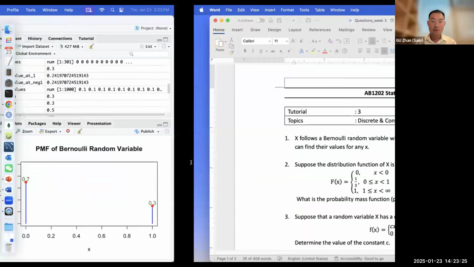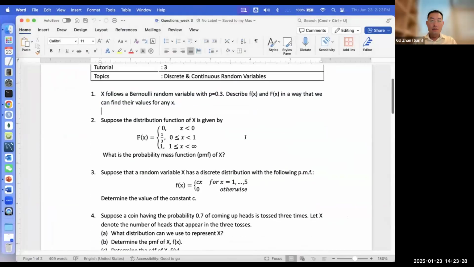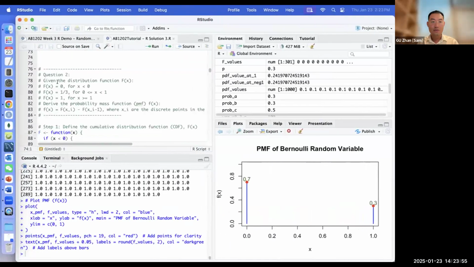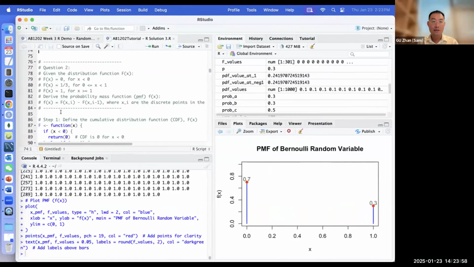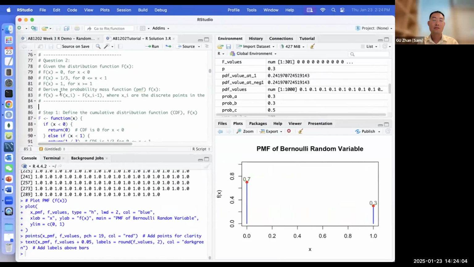Then question 2. Suppose the distribution function of x is given by this. This is the CDF, right? Cumulative distribution function. X less than 0, 0. Between 0 and 1, 1/3. 1 to 100, and so on. What is the probability mass function of x? So question 2 is telling you the cumulative one is this, then derive the probability mass function, where small fx is the bigger Fx minus Fx minus 1.